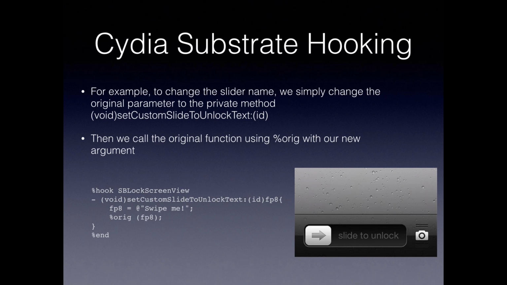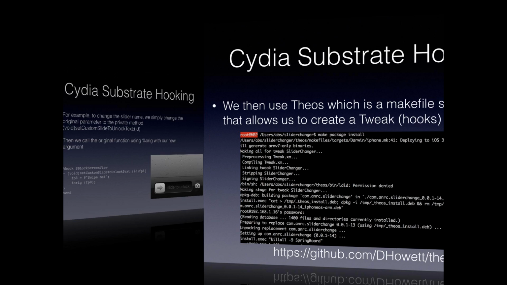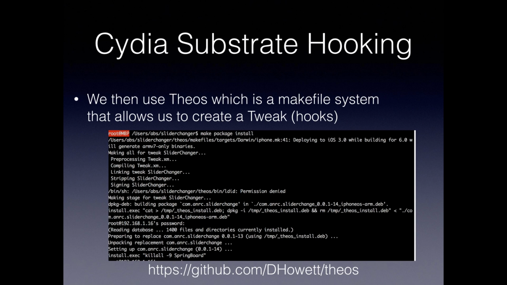So in this code snippet, all you need to look at is the fp8 variable called swipe_me. I send that parameter to the original function, setCustomSlideToUnlockText, and then I compile it with something called Theos, which is a makefile system. There's a link here at the bottom as well. There are some great tutorials on Reddit, and a lot of other tutorials online that you can look at that are pretty straightforward.